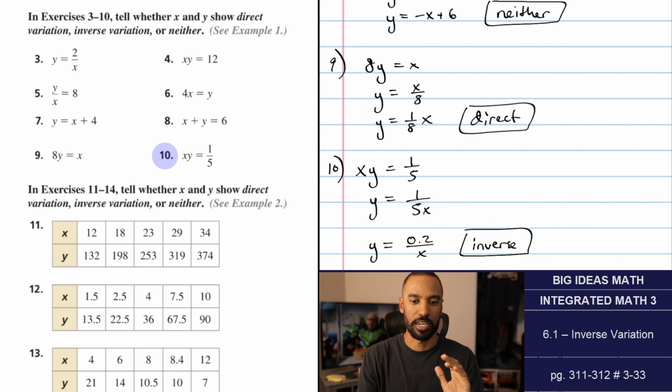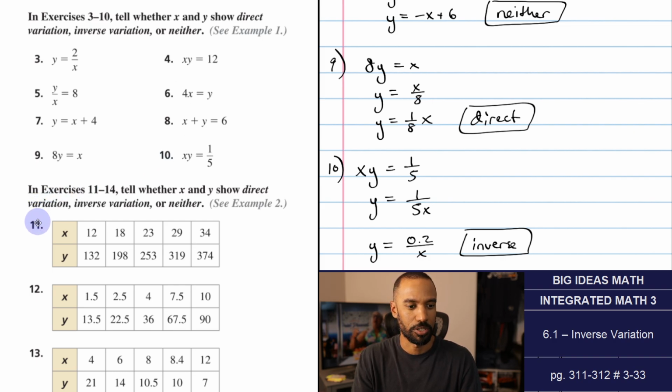So hopefully you get good recognition on what these things are. I know I didn't write the word variation. I hope that's okay. That's what we're referring to.